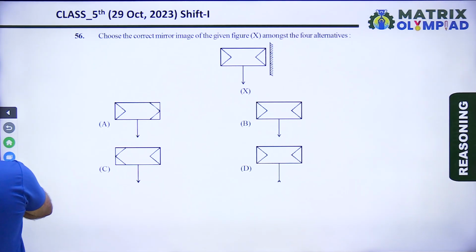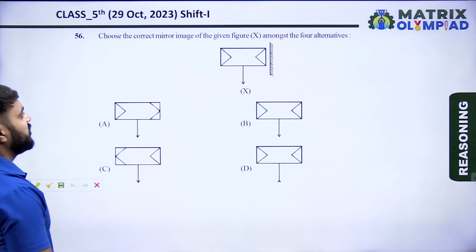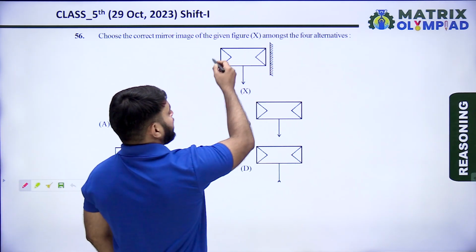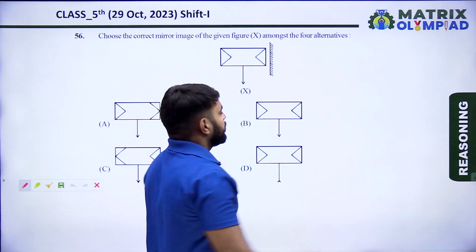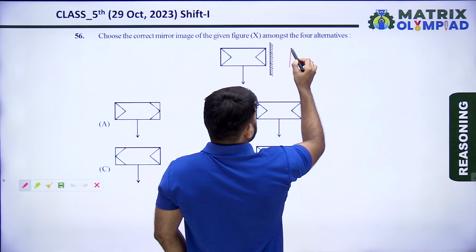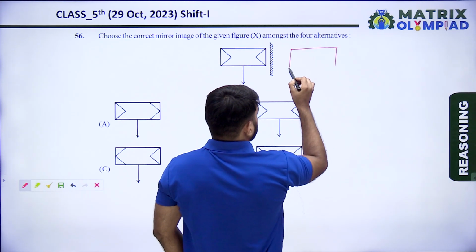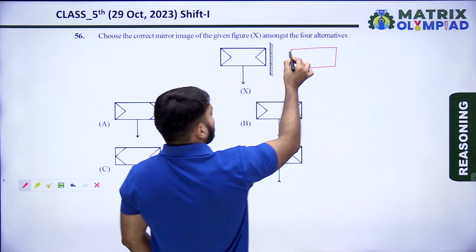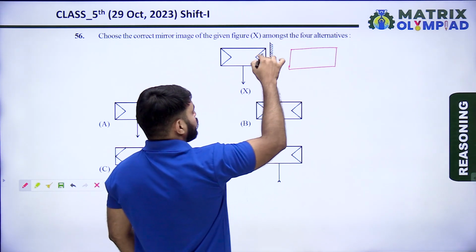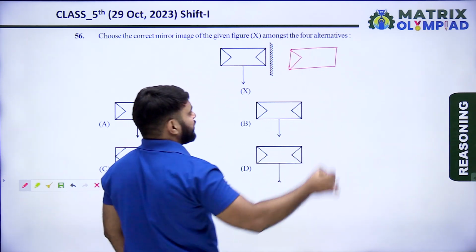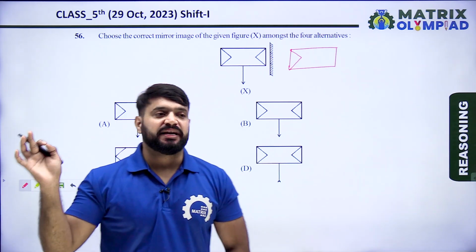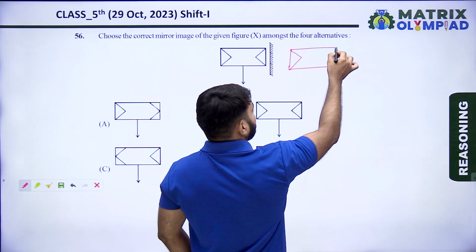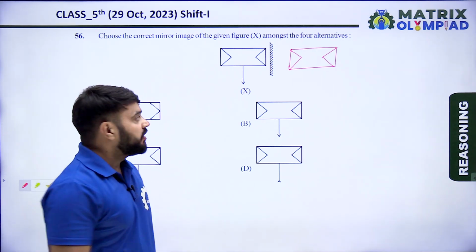So next question is question number 56. Choose the correct mirror image of the given figure X amongst the 4 alternatives. So find the mirror image of the given figure. In the mirror image, the object that is near the mirror will remain near the mirror in the mirror image. So this part is near to the mirror, it will remain near to the mirror in the mirror image, and this part is away from the mirror, it will remain away from the mirror in the mirror image.